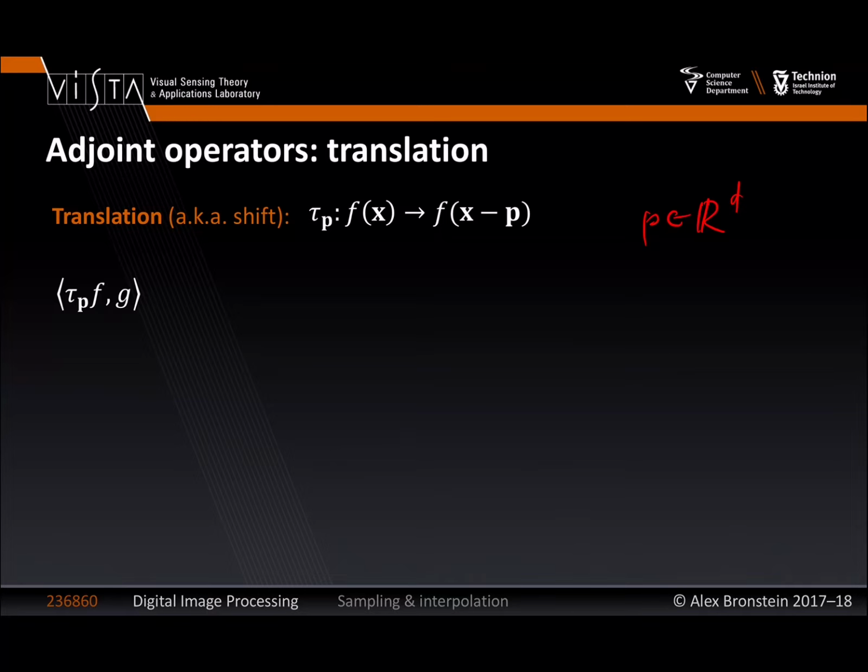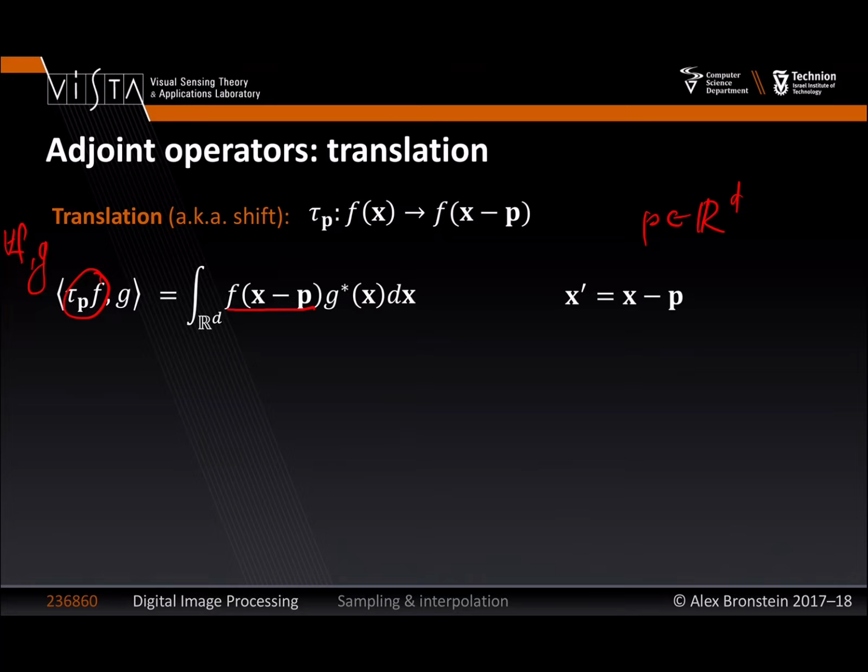How do we compute the adjoint? We compute an inner product between this translation and some arbitrary functions f and g. Okay, so this should hold for any f and g. We'll just pick two arbitrary f and g and fix them. Okay, and now let's compute the inner product. So we'll just write the inner product integral. Instead of tau p f, I'm writing directly this term, right? This is the shifted version of f at point x, okay? And I'm doing an inner product with g.